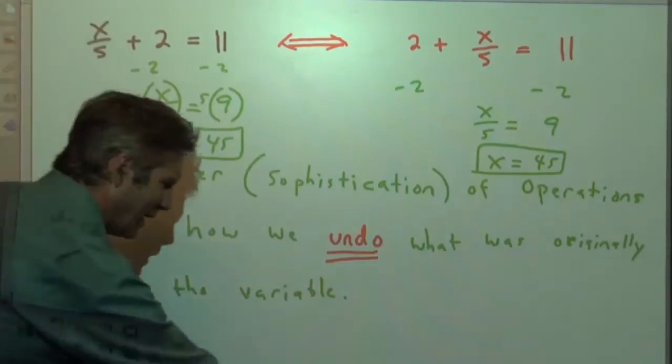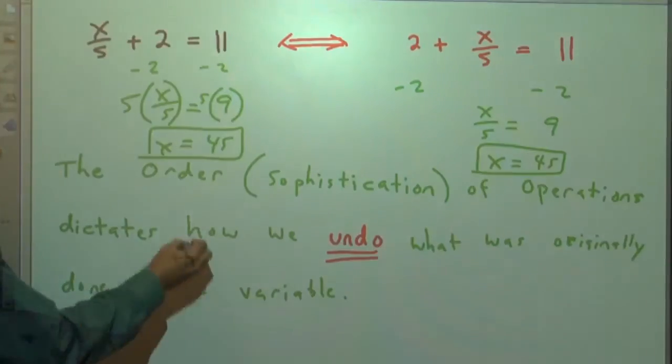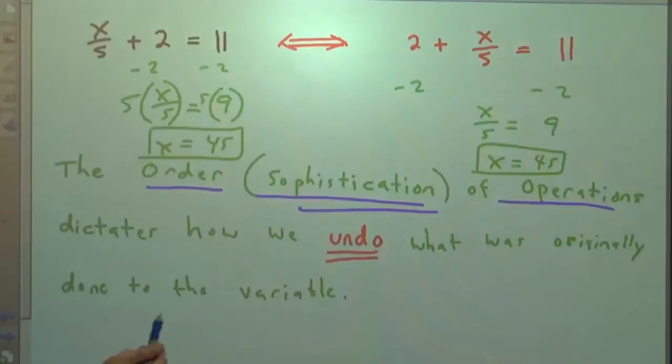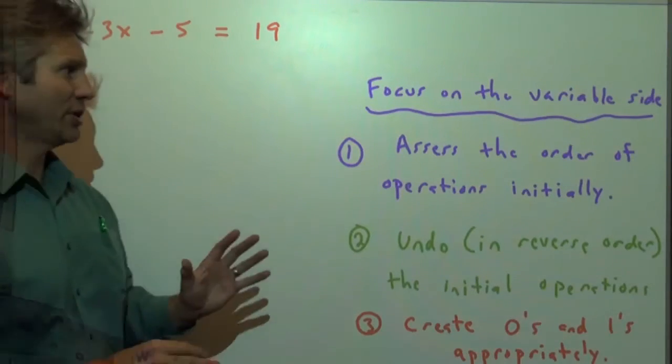So once again, the order of operations is going to dictate how we undo what was originally done to the variable. So we're going to be going in reverse order of operations. So let's tie this up more concisely. Here's what we should do.